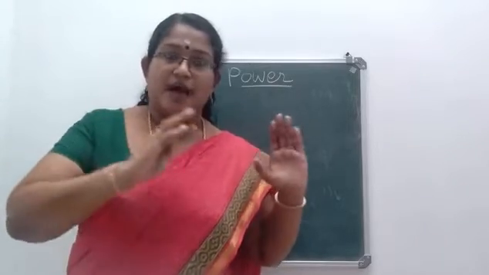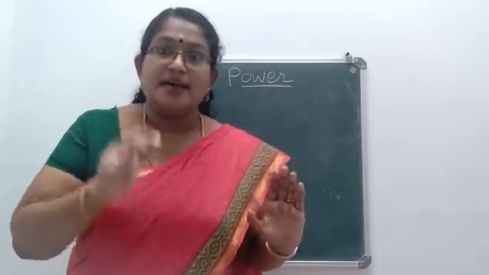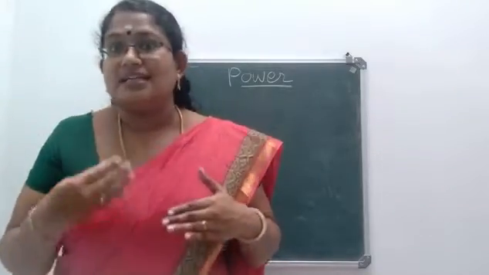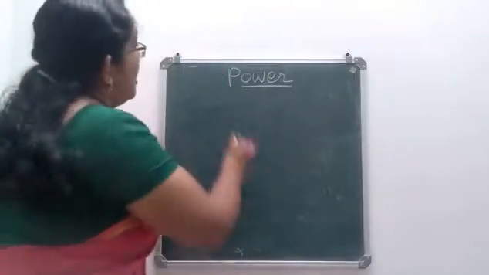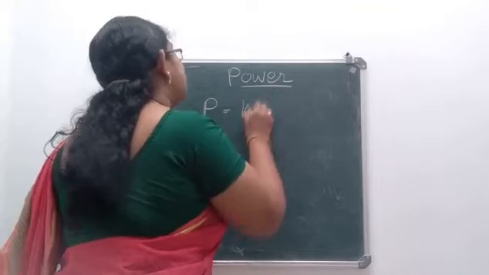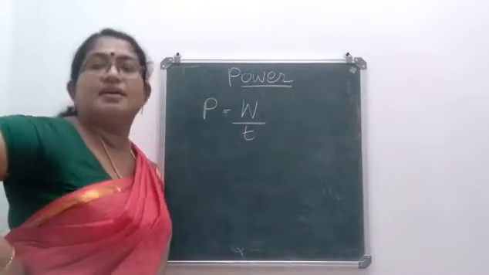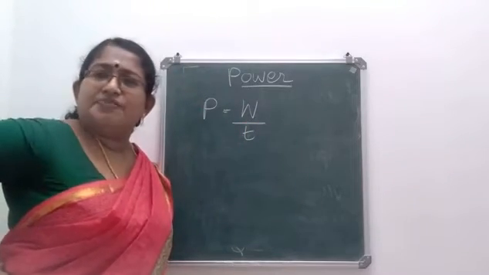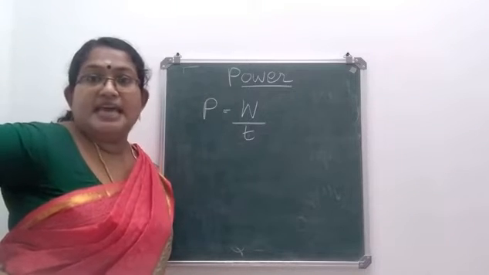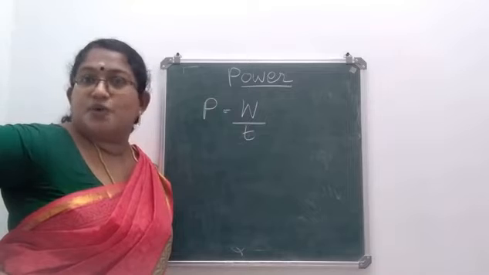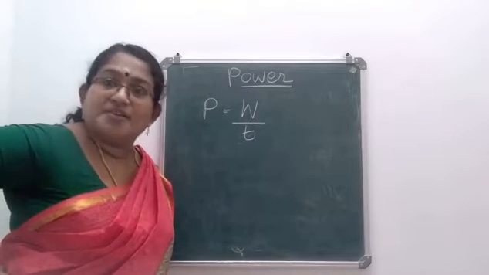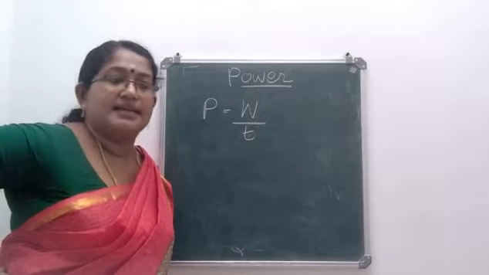That is, we are doing a work, but it will be checked how much time is needed to do that work. Power is represented by the letter P. Power is rate of doing work. That means work by time. If the word rate is there, that means you have to divide it with the time. Dividing by time stands for rate. So power is equal to rate of doing work, means it is work by time.